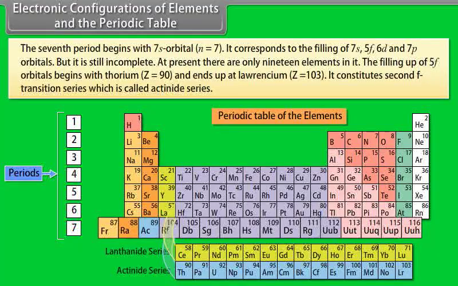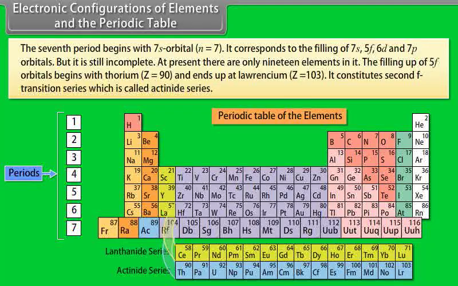The seventh period begins with 7s orbital, that is, n is equal to 7. It corresponds to the filling of 7s, 5f, 6d and 7p orbitals, but it is still incomplete. At present, there are only 19 elements in it.